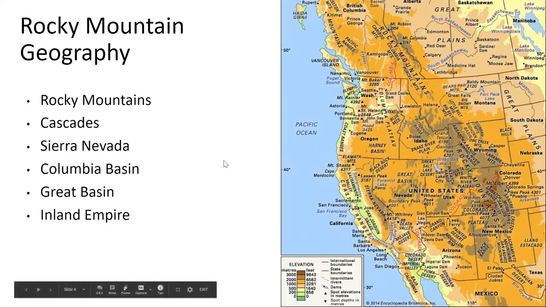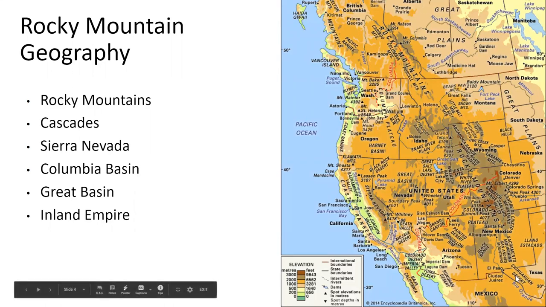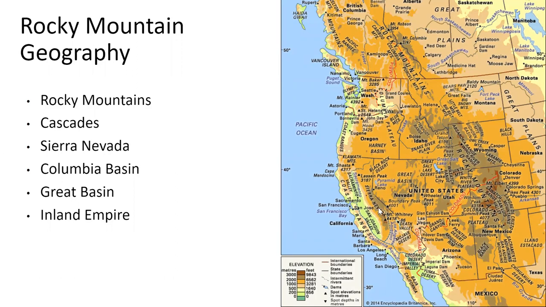So first of all, I just want to give a quick overview. If you're not that familiar with the Rocky Mountains and the geography there, it consists of several mountain ranges, right? The Rockies extend from British Columbia and Alberta all the way down into Mexico. We talked about that in the first lecture. And so you've got the Cascades up here in the Pacific Northwest. We'll talk about those next week, as well as the Sierra Nevada, which is down here in the eastern part of California. And then we've got the Great Basin, right?